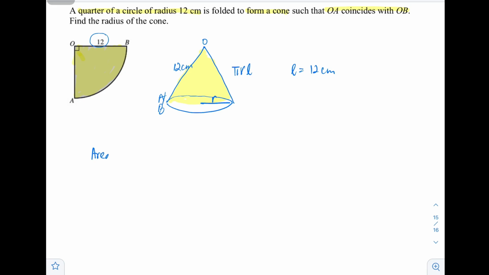So the area of the quarter circle or the quadrant would be equal to 1/4 times pi times radius squared, which is 12 squared. So working this out, and perhaps it will be more efficient to leave the answer in terms of pi, 36 pi. That is the area of the quadrant.